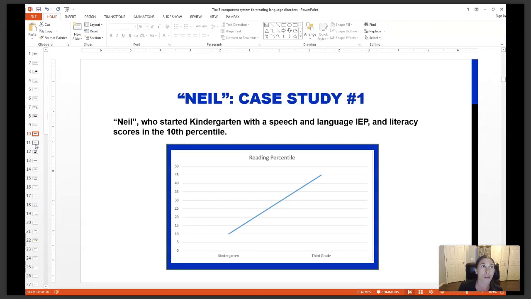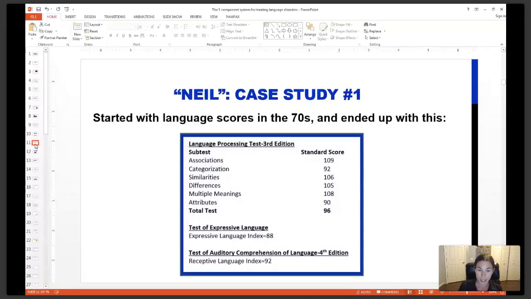So he was well in the average range. And when I started with him in kindergarten, his language scores were in the 70s. But when we worked on focused language skills, this is where his scores were in third grade. So you can see that he's got some in the low average, and then he's got a handful of scores that are actually solidly in the average range. So it is possible for some students to actually boost those language skills and get out of special ed.